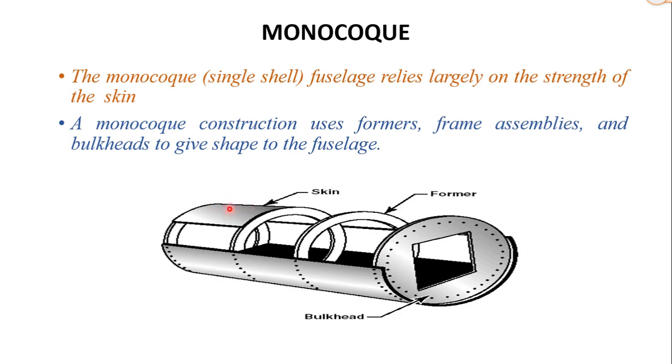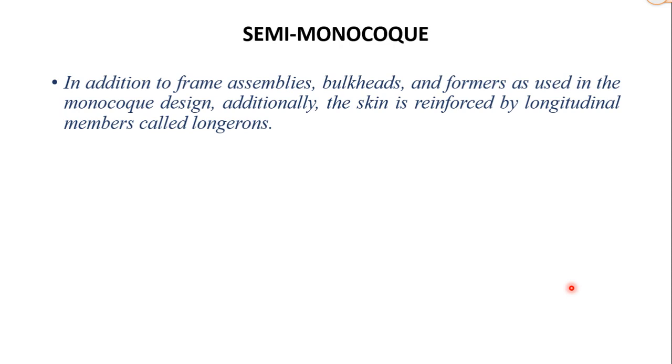So this is the skin. It carries the primary stresses, all the primary stresses. The formers, bulkheads, and frames maintain the cross section of the fuselage. They maintain the cross section shape of the fuselage.